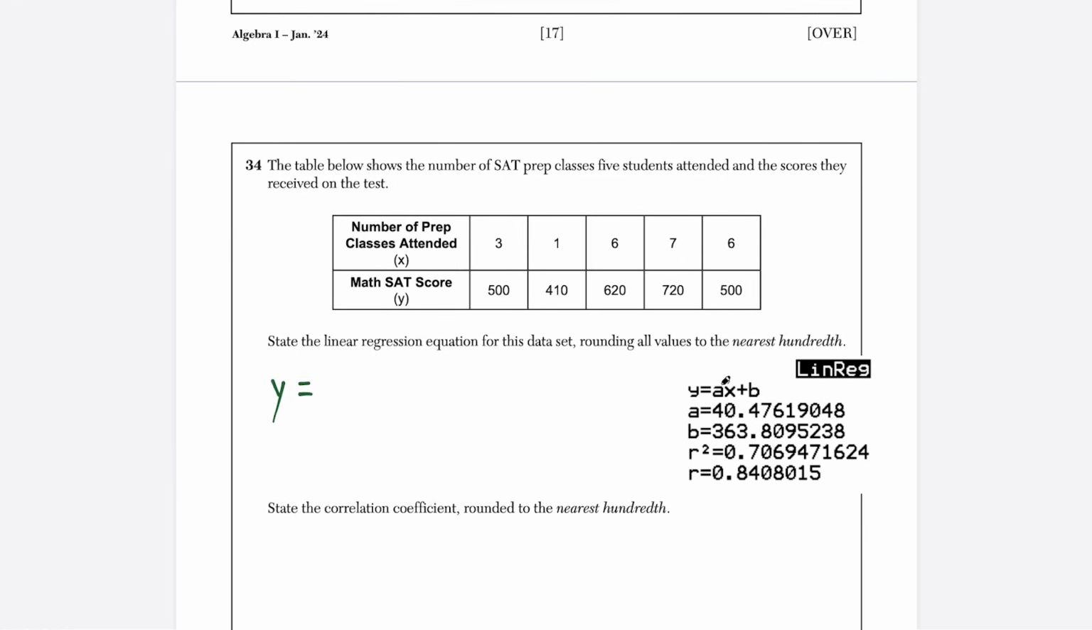So we have y equals ax plus b, and we're rounding all values to the nearest hundredth. So for the a value here, notice in the hundredth spot, we have a 7, and to the right is a 6. So we're going to round this up to 40.48. And be mindful here that the a value is the coefficient, or the number in front of the x. So we have 40.48x plus the b value is over here. And once again, we're rounding to the nearest hundredth. So we look at the 0 in the hundredth spot, and to the right is a 9. So we're going to round up to 363.81. Okay, so here is our linear regression equation.